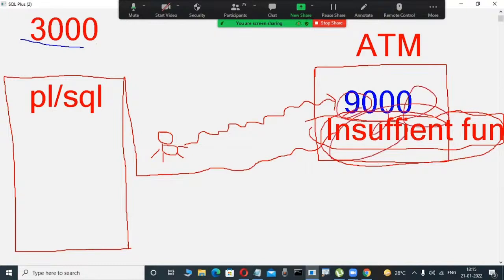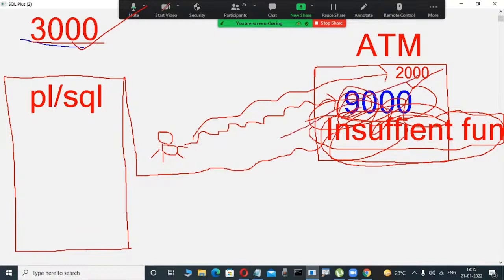Again, another scenario. For example, now my balance is 3,000. Suppose I insert an ATM card and try to withdraw 2,000 rupees, for example. Is it possible? Why? Because here my balance is 3,000. 2,000 is less than 3,000, isn't it? That's why trying to withdraw is possible. We are withdrawing the money, 2,000 is possible in this example.